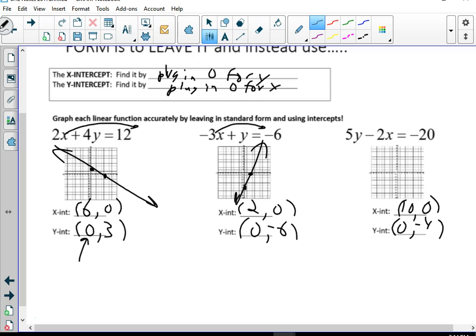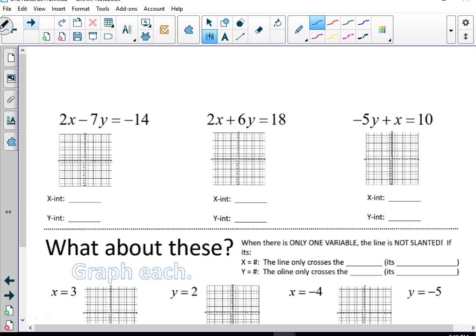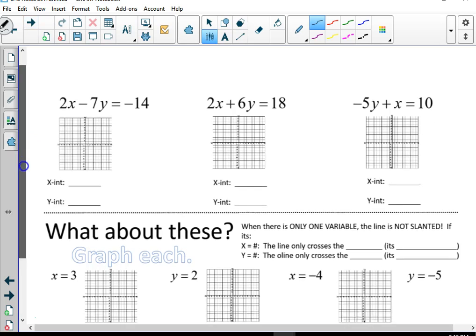Now, 10, 0 is out here. 0, negative 4 is down here somewhere. And there's my positive slope. Again, if I would have moved that over, it would have been 2x. So my slope would be 2 over 5. All right, same thing. These all work.